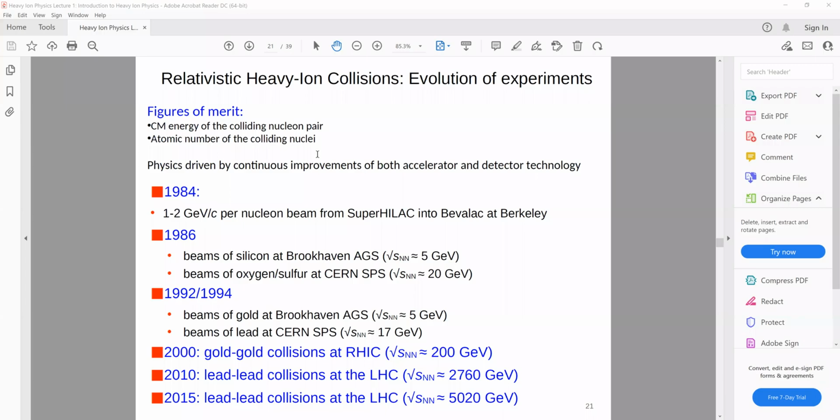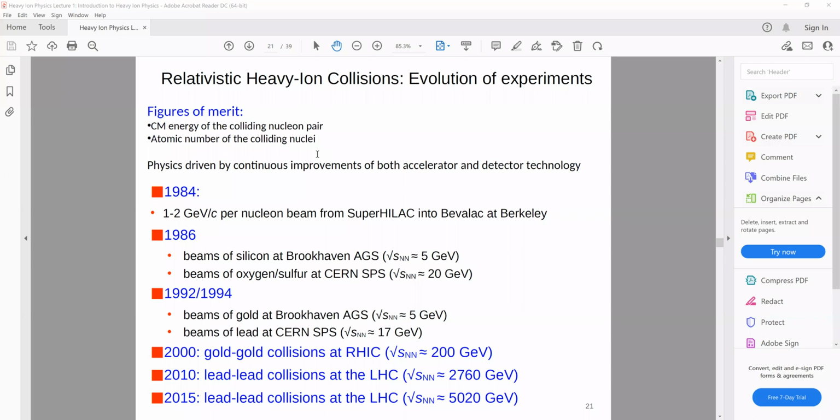Relativistic heavy-ion collision experiments. The two figures of merit in relativistic heavy-ion collision experiments are the two control parameters which we can control as a user, as an experimenter. One is the center of mass energy of the colliding nucleon pair, and the other is the atomic number of the colliding nucleus. These are the two control parameters which we can control.